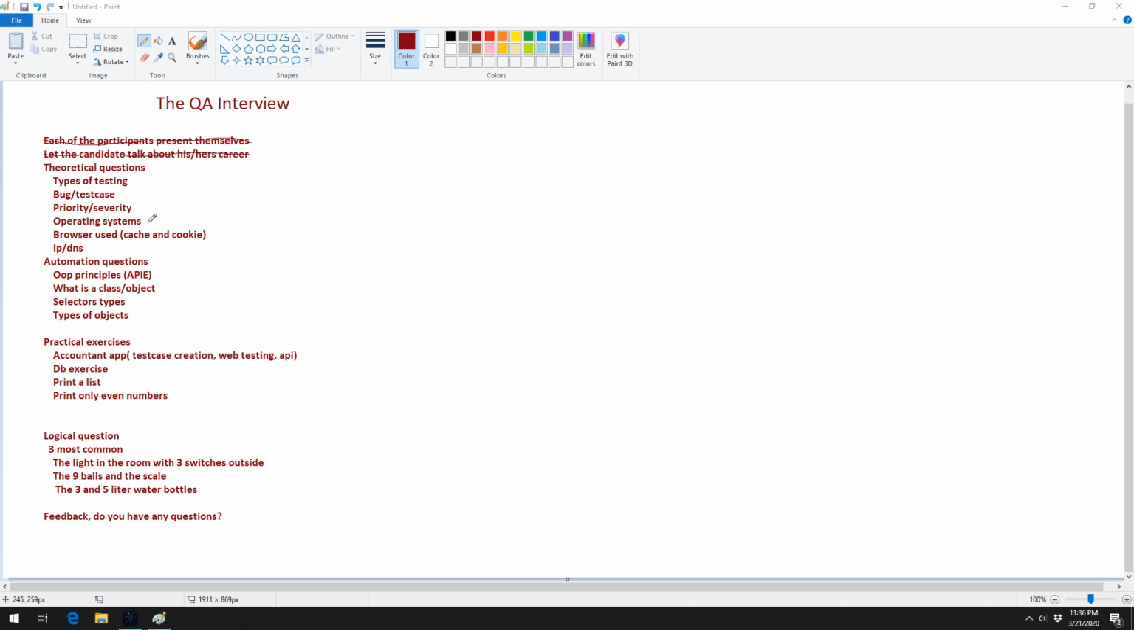Okay, and this is the first. Next, besides the questions of ISTQB testing, bug, test cases, priority, severity, types of testing, we're going to go into a deeper look. For example, I need to understand what he tackled. I mean, what kind of operating system did he use?